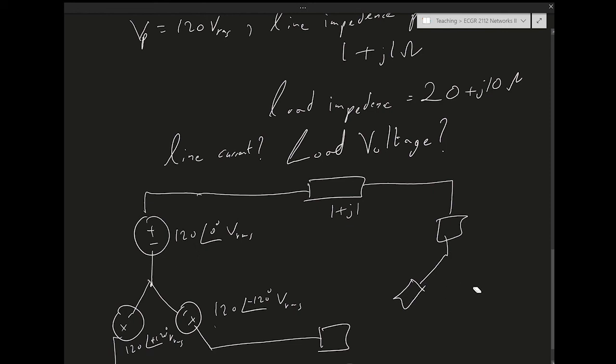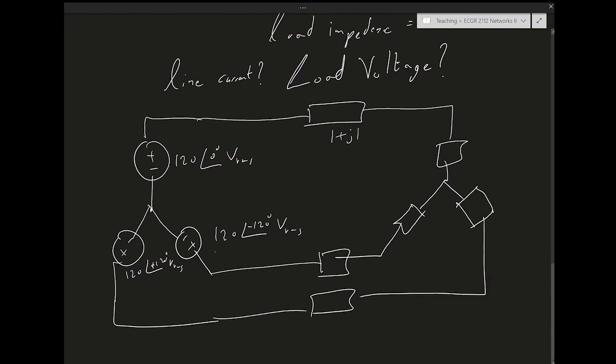I'm messing it up. Cannot draw a rectangle anymore. Okay, and this is a balanced load, so all the loads are the same. So this is 1 plus J1, 1 plus J1, and then the loads are 20 plus J10, 20 plus J10, 20 plus J10.